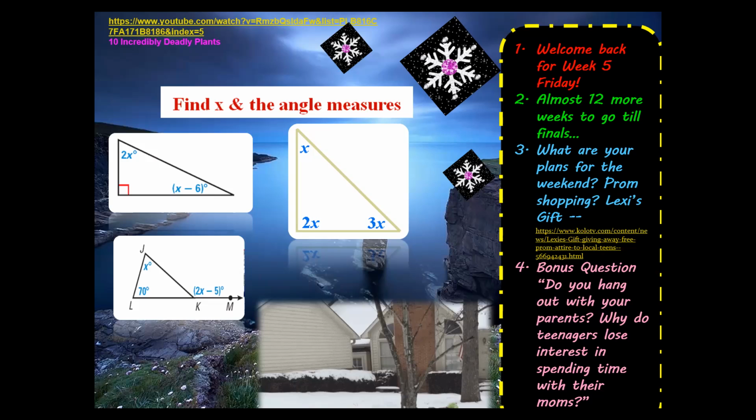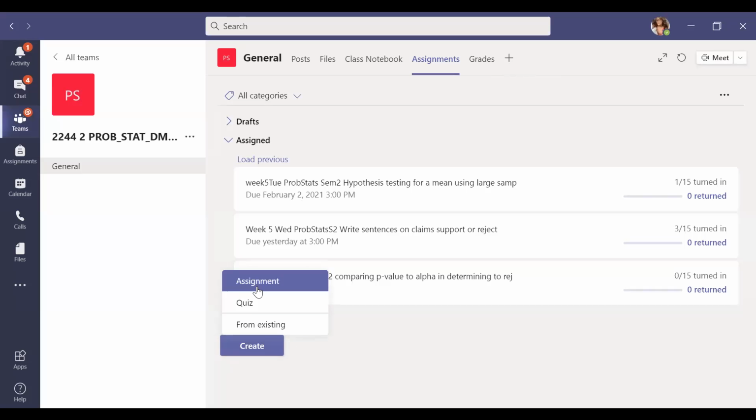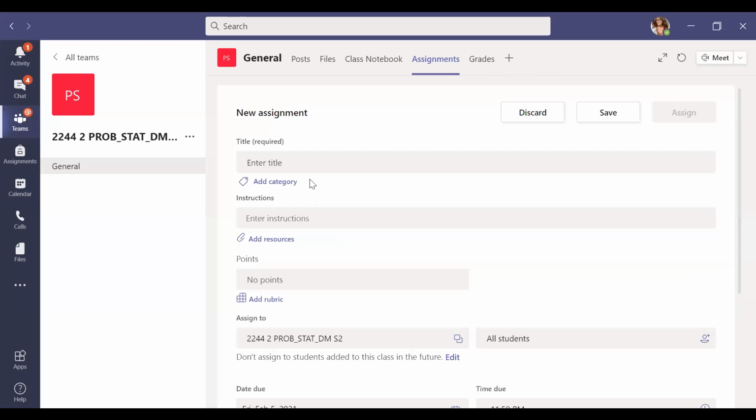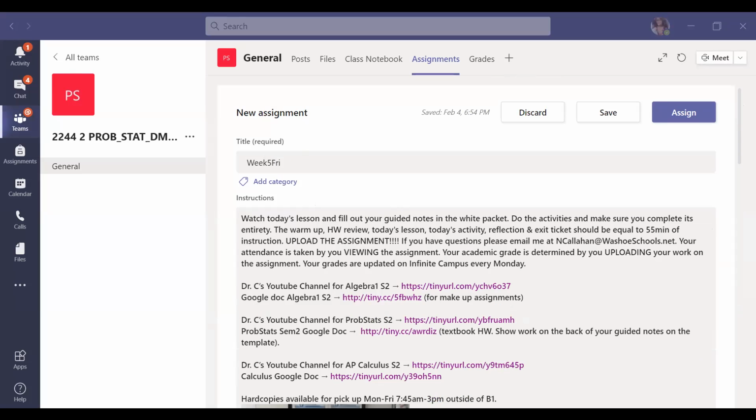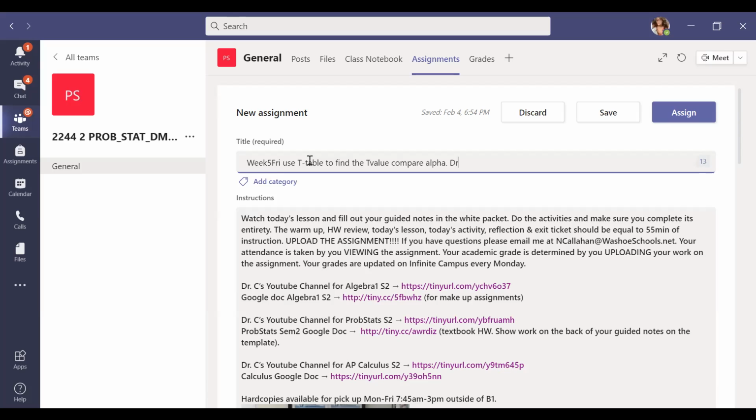Okay, let's go ahead and start the assignment for today. Today is for Week 5 Friday, and our topic of discussion is going to be on using the t-table to find the t-value, and we're going to compare that with the alpha. Before, we used the z-value to get the p-value to compare with alpha, but today we're going to be doing something different. So it's a new area.